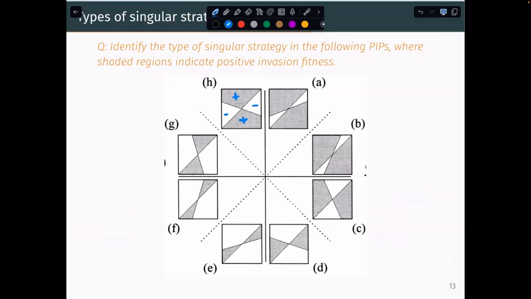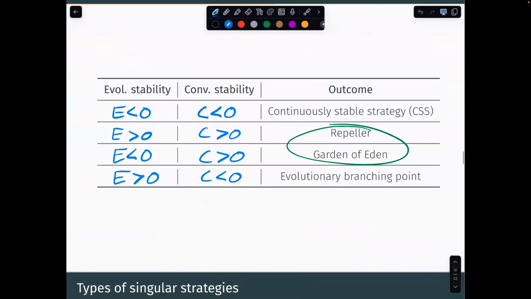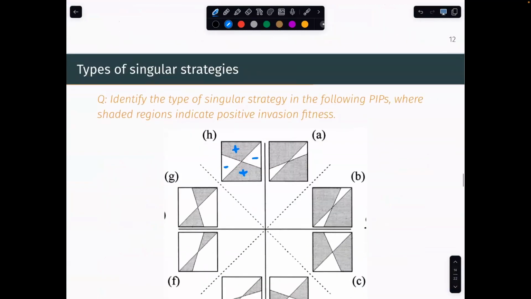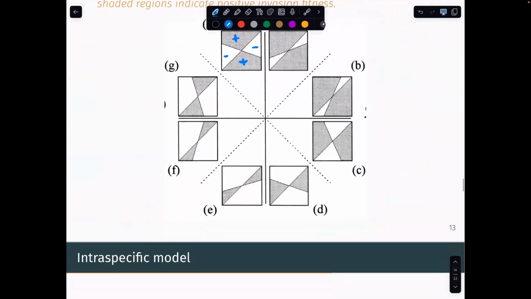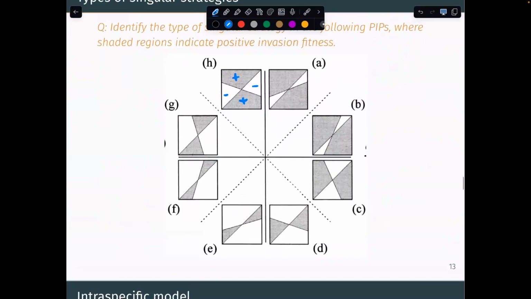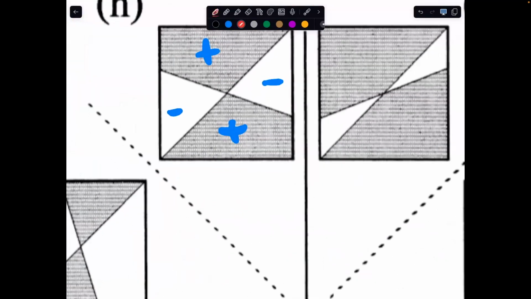What I want you to do is work through these and figure out whether they are convergent stable or evolutionarily stable. In which case, you can then go back to this slide here and determine which type of singular strategy it is. So maybe I'll just go through one of these to make it clear. I'll do this one up here that I've already sketched on. So here, if I zoom in, imagine I've got here as my singular strategy.